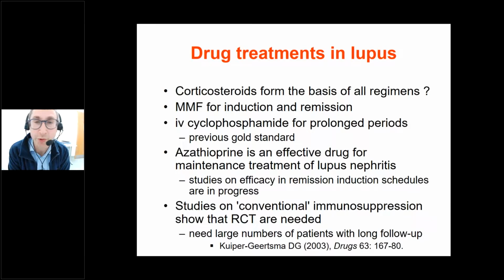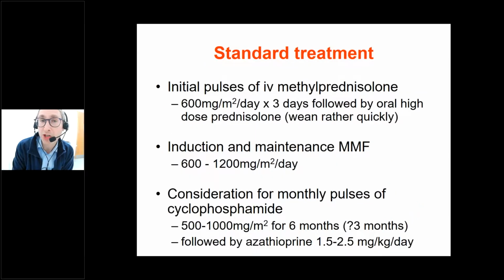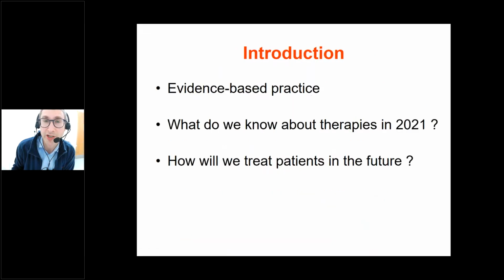MMF is a good agent for both induction and for maintaining remission. And I think the previous gold standard, cyclophosphamide, although still used in many countries, has not got the formative place that it really did 10 and 20 years ago. Azathioprine is an effective drug for maintenance treatment of some children with lupus nephritis if they're otherwise doing well. So very often patients will be pulsed with methylprednisolone up to 600 milligrams per meter squared. MMF will be introduced and increased up to 600 to 1.2 grams per meter squared. And people really used to consider monthly cyclophosphamide as an alternative to MMF. But as I say, we would very often give rituximab together with MMF to get patients off methylprednisolone.